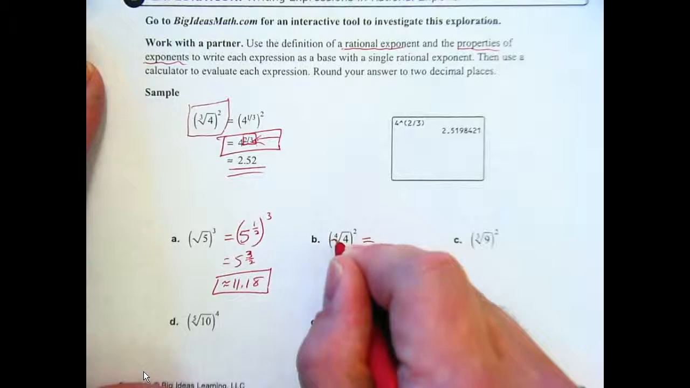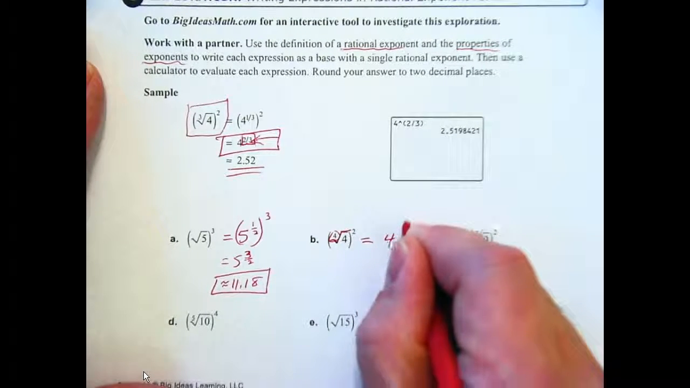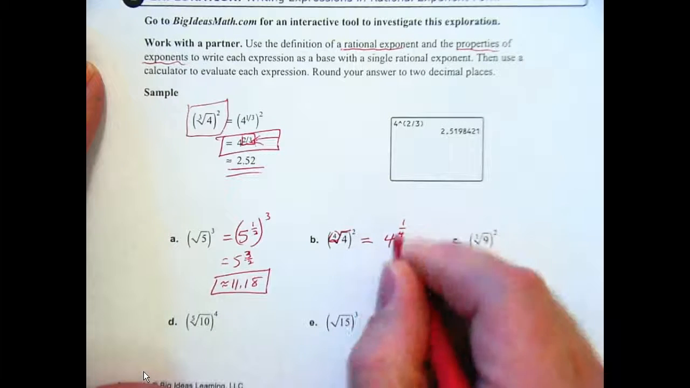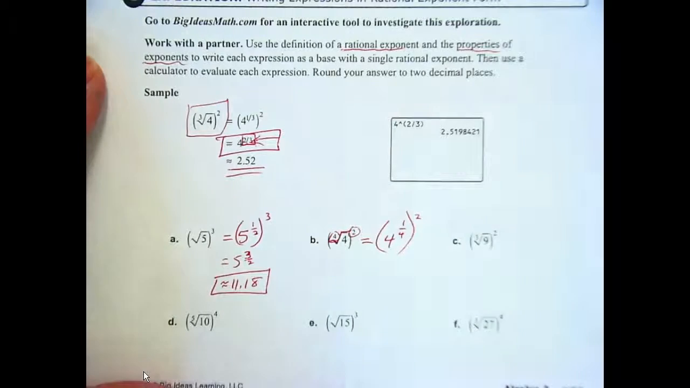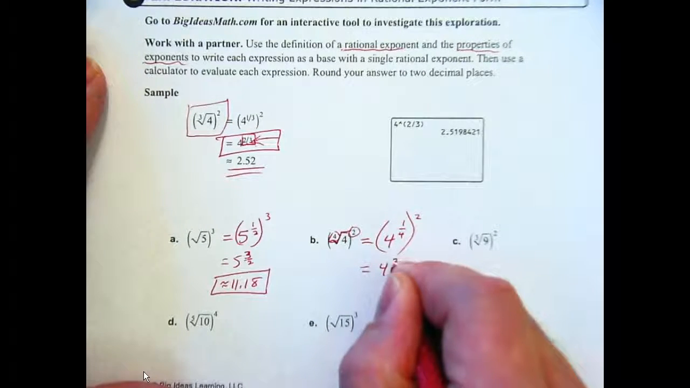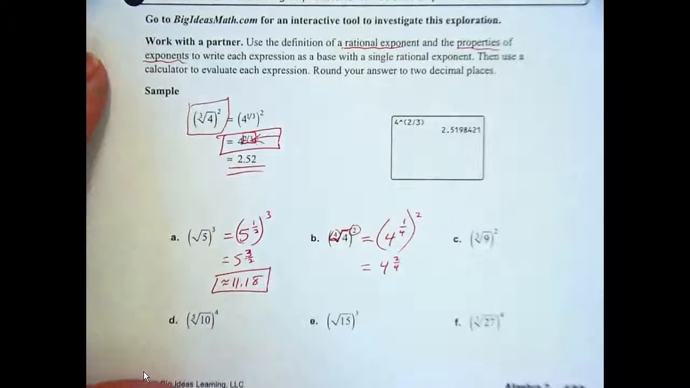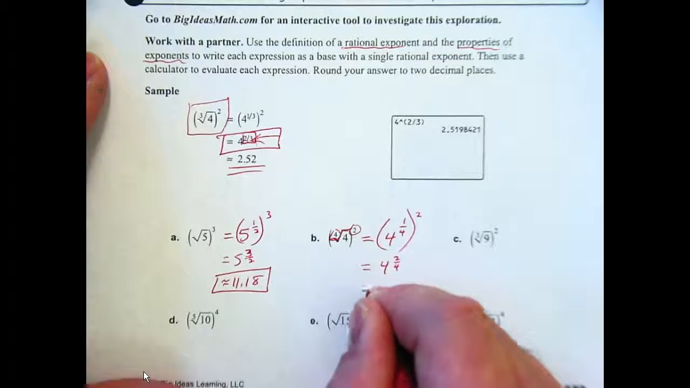Okay, so your index, remember, becomes your denominator. So that's 4 to the 1/4. And then all that's being squared. So then we square that. That becomes 4 to the 2/4, which is the same thing as 1/2, but that is 2.